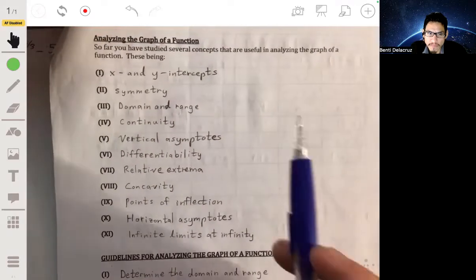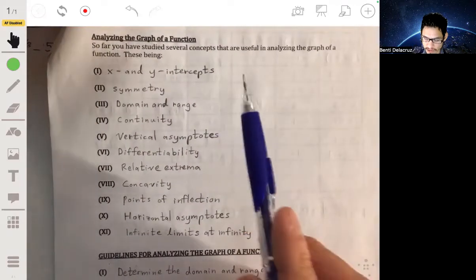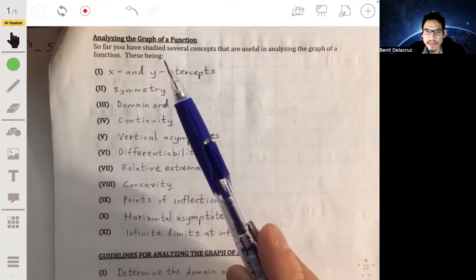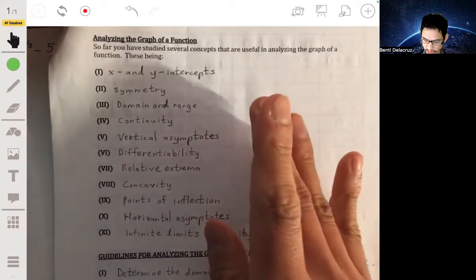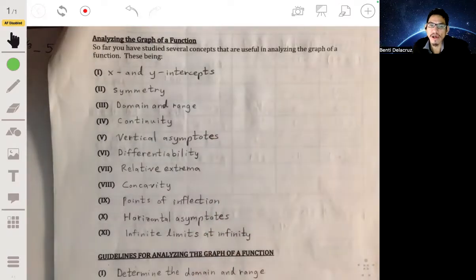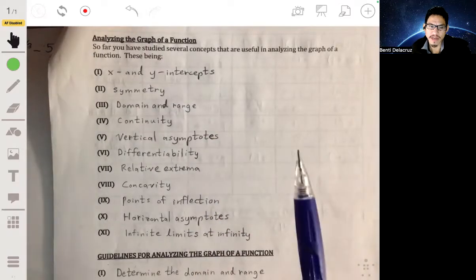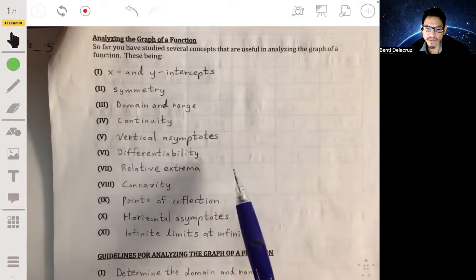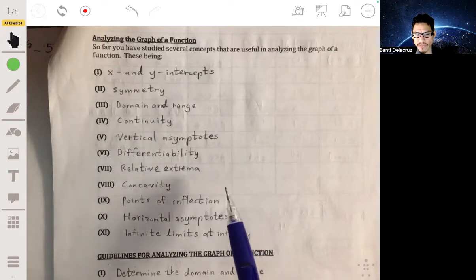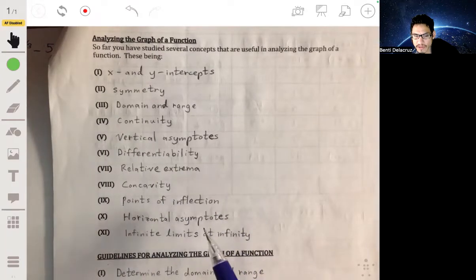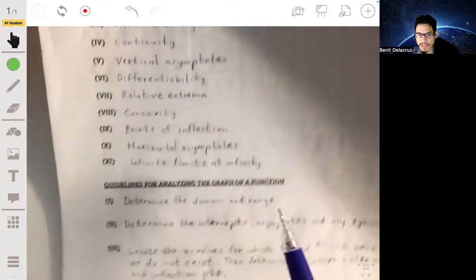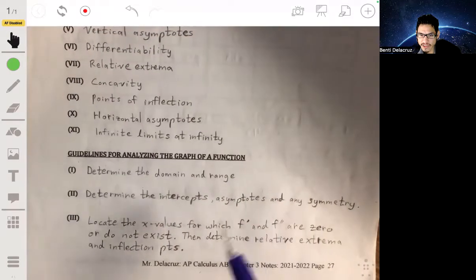Here, in the first part of this lesson, we showed the key characteristics when you're analyzing a graph. Look at the x, y intercepts. Look for any symmetry, the domain, range. Look where it's continuous and discontinuous. Look for asymptotes, where it's differentiable, relative extrema, the concavity, of course, and the points of inflection. This is where the calculus comes in. And horizontal asymptotes and infinite limits. That's generally the set of guidelines you want to follow.